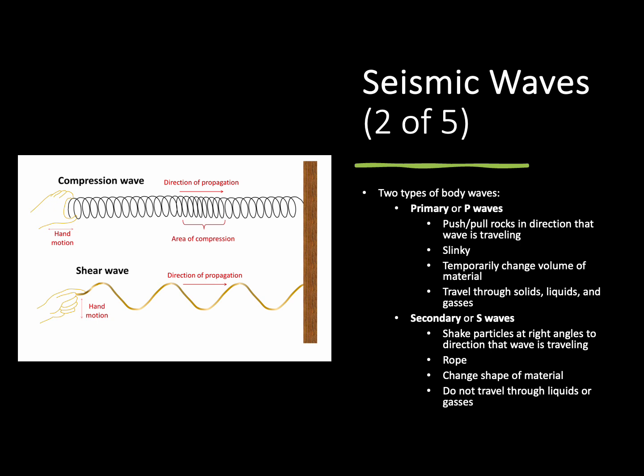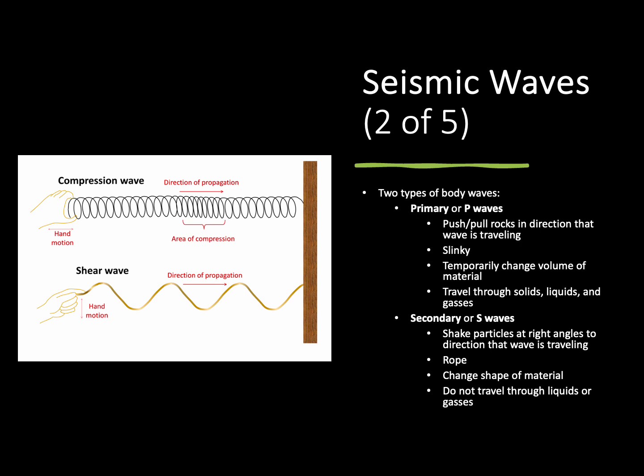But think about those ropes that you'll see in the gym, where the trainer will have you pick them up and slam them back on the ground. This is exactly how our S waves move. They're moving at right angles. It's waves moving up and down as the energy is traveling through that rope or the wave.